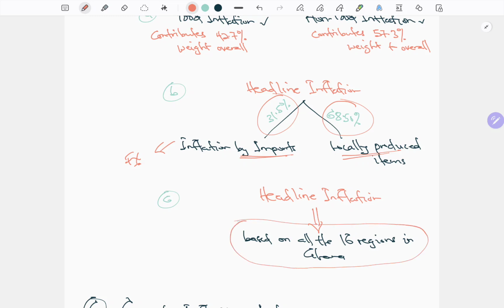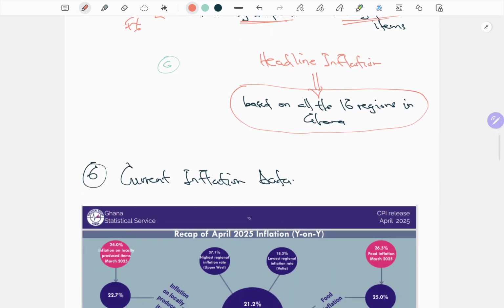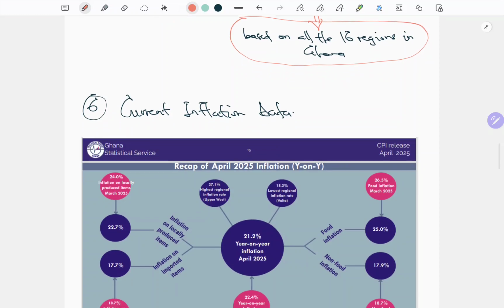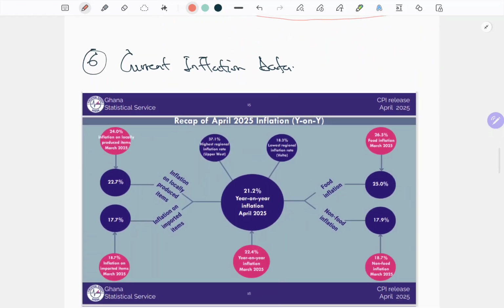Now another breakdown the Ghana Statistical Service uses is also to categorize the overall inflation based on the 16 regions. So we can have inflation coming out from the various regions, right? So in Ghana, these are the three main headlines that we pick our inflation from. Now, having said that, let's dovetail into the current inflation data we have.